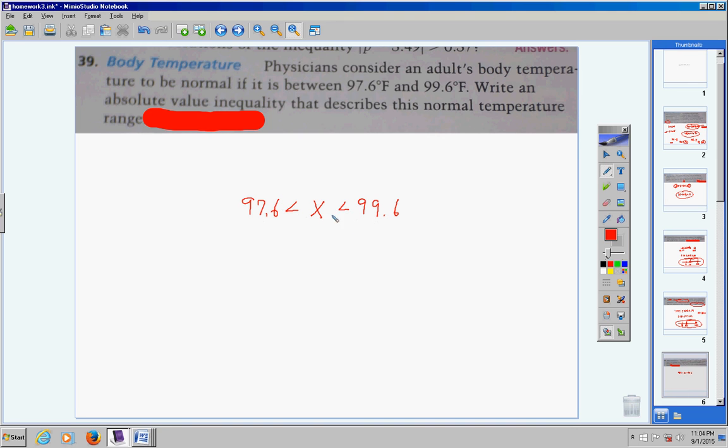Now, remember what I've taught you guys to do. I've taught you to find the average of these two outside numbers, okay? So 97.6 plus 99.6 divided by 2, you get 98.6. So I'm going to subtract that from all three sides, all right? So here we go. 97.6 minus 98.6. X minus 98.6. 99.6 minus 98.6. I'll get a negative 1 here.